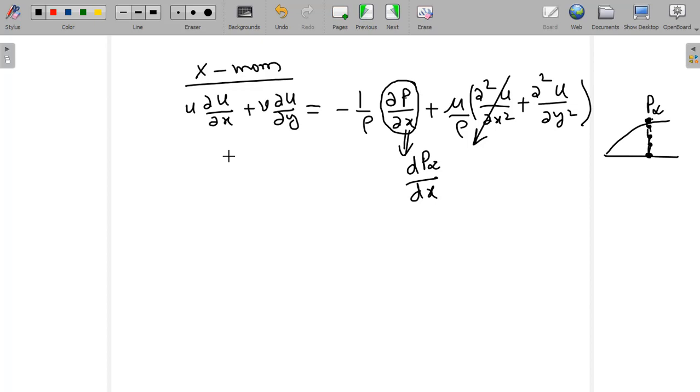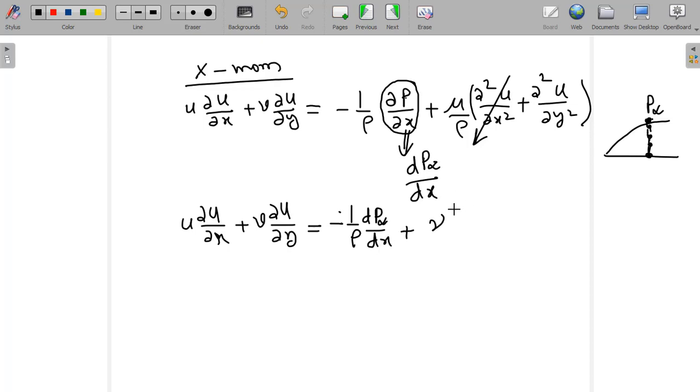Now finally, the x momentum equation will take the form u del u del x plus v del u del y is equal to minus 1 by rho dp infinity dx plus mu by rho, which is nu, into del 2u del y2. So this is the equation that we are getting.